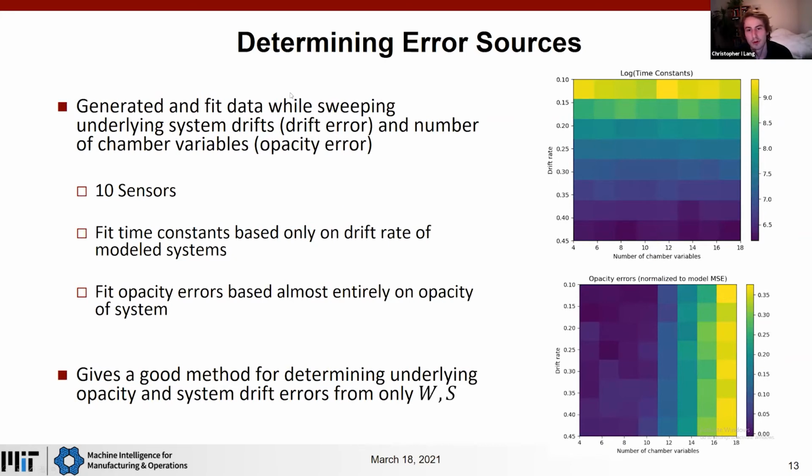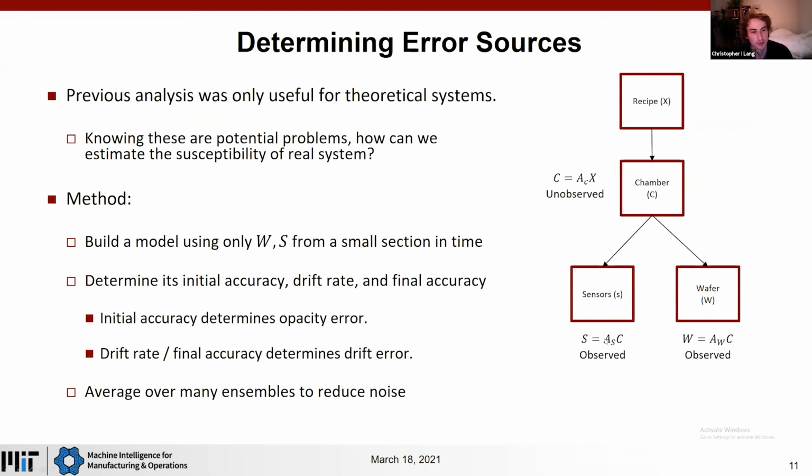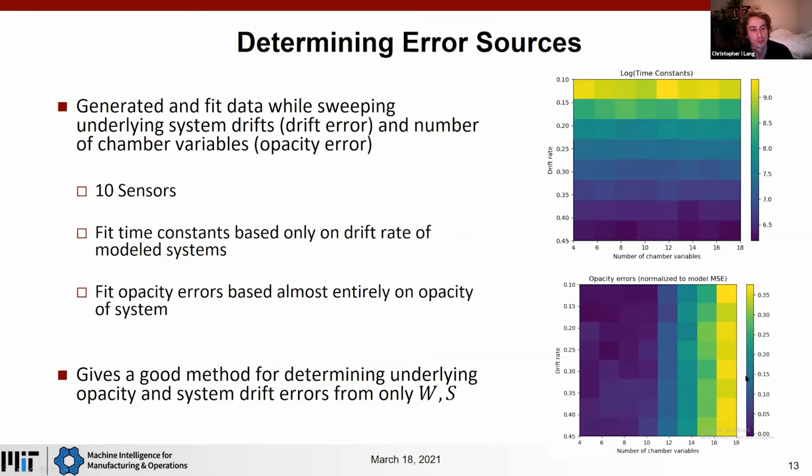So I ended up generating that data and sweeping both the drift rate of the underlying system, so how quickly these systems are changing over time, and also the number of different chamber variables. And here I have 10 different sensors. So if we have 10 or fewer chamber variables, we should expect that we can essentially perfectly invert AS, and we have a clear vision into the chamber, and we should have very little opacity error.